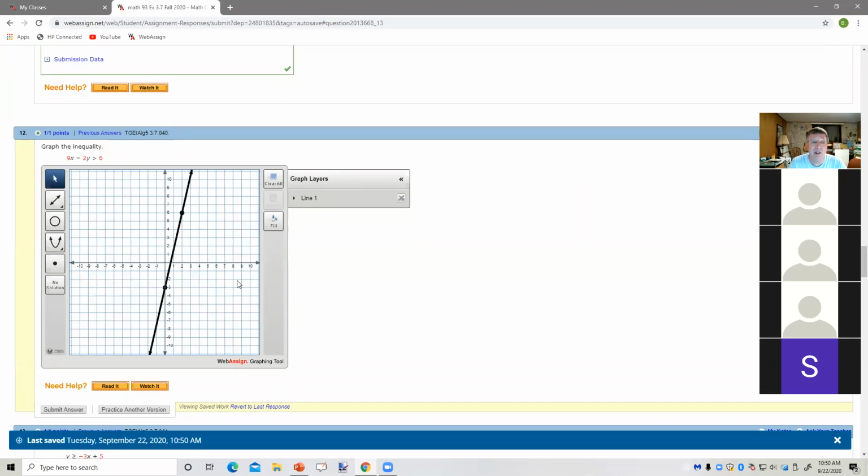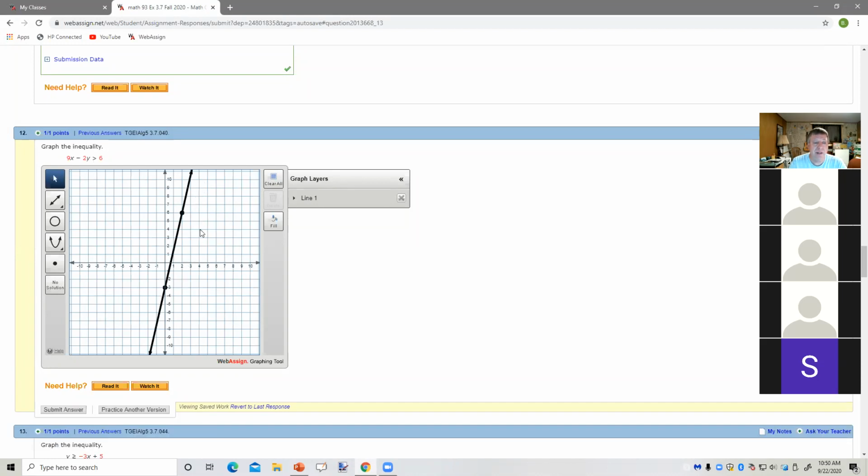It did not include an equal sign, so I need to make this line dotted. So I go over here to the line 1 and click on it and choose dashed. I keep saying dotted, dotted, dashed, same thing, I guess. So now I've got my dashed line.